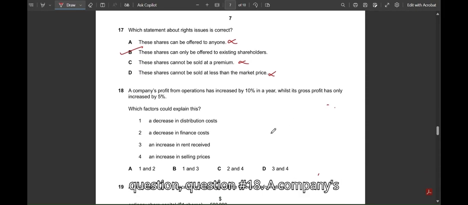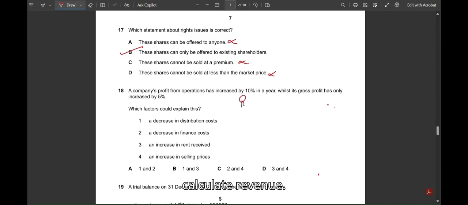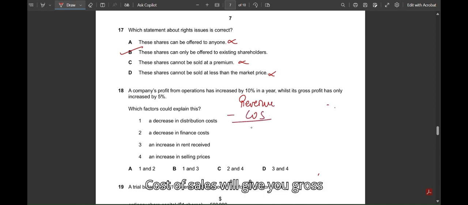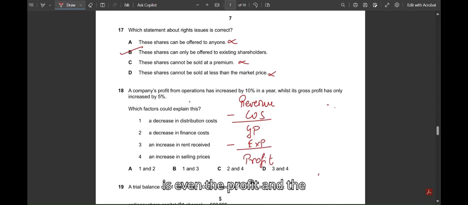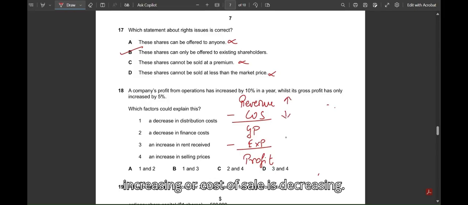Question number 18. A company's profit from operation has increased by 10% in a year, while its gross profit has increased by 5%. Which factor could explain this? Okay, it's a very easy question. Always remember how we calculate it: revenue minus cost of sales will give you gross profit. In this, if you minus the expenses, you will get profit of the year. So now the question is, the profit and the gross profit have increased. So how will it increase? Either the revenue is increasing or cost of sale is decreasing.